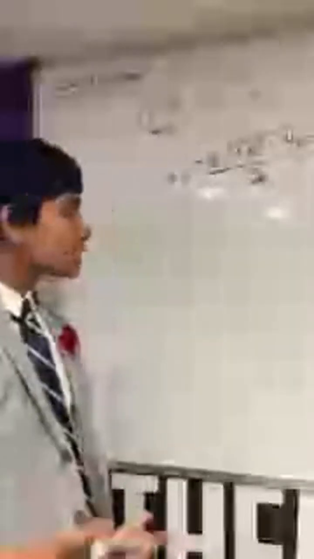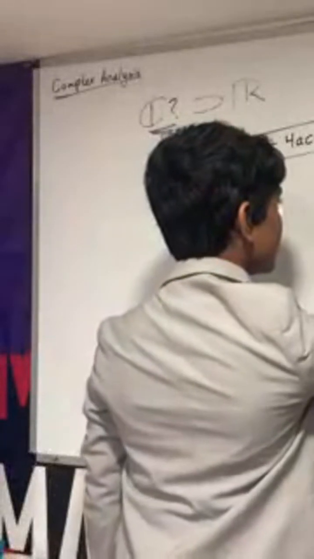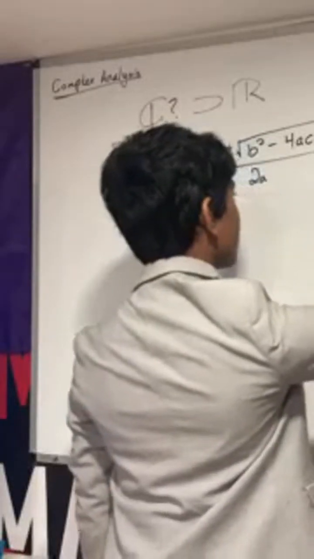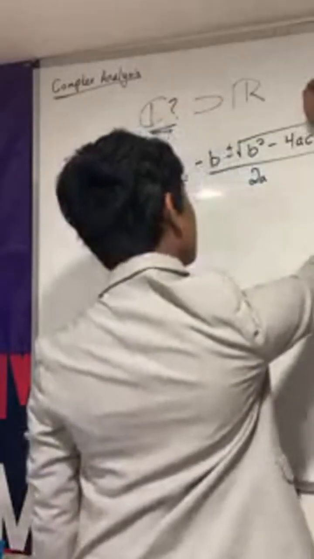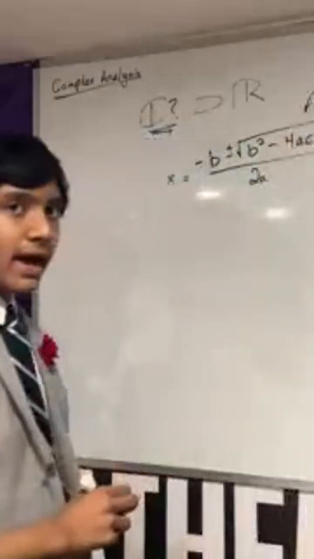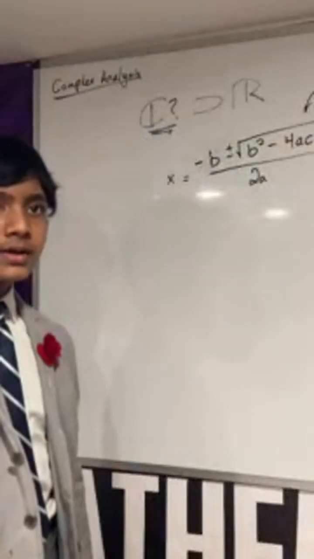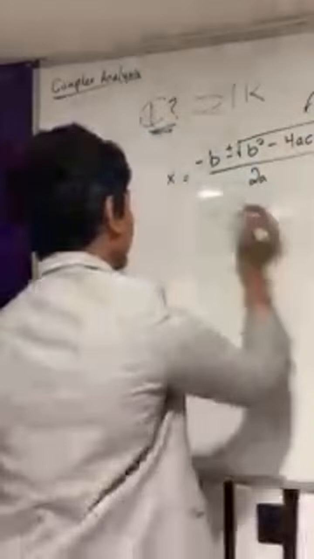But of course, you can choose some coefficients such that b squared minus 4ac is less than 0. And people didn't really know what to do with roots like that. But it wasn't that important back then, and so they ignored it.